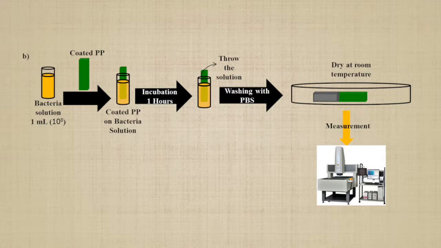For the solid phase detection, they use PP film coated with FPVP. It emits green fluorescence under a laser scanning microscope. They put the PP film in bacterial solution, incubated it for 1 hour, and washed it with PBS. The color change of the PP film indicates the presence of bacteria. FAPVP was used to observe the interaction of the bacterial cell with the coated PP film.